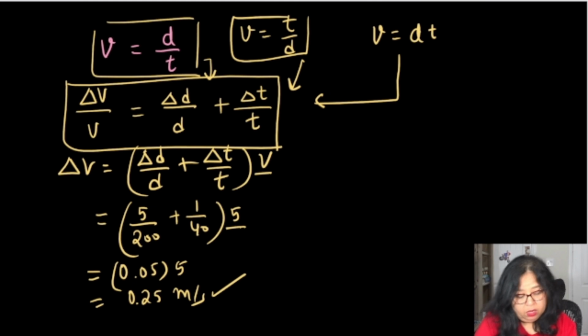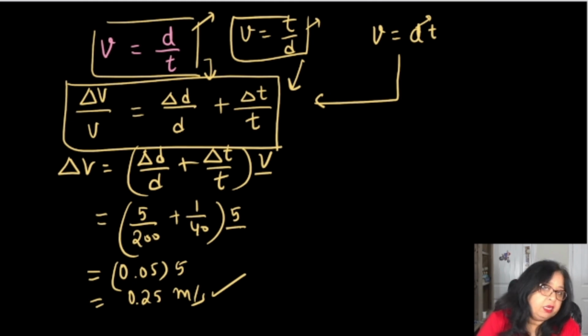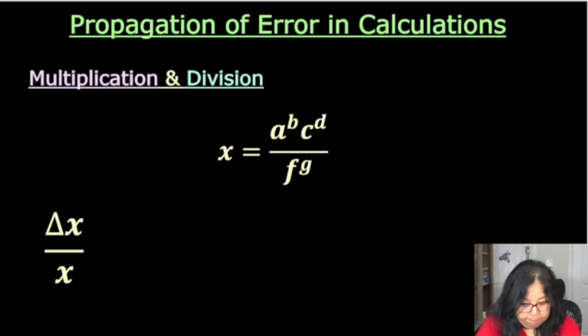Again, in any of these, whichever you're finding the delta V for, you will first take the natural log of both sides and then differentiate it. Not going to get into the details of that, but moving on.